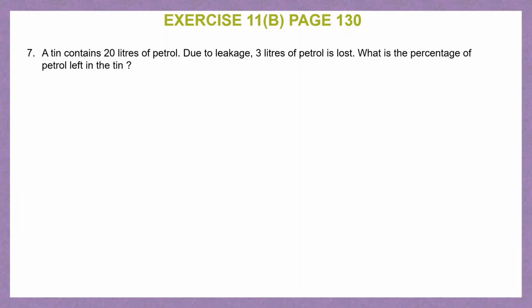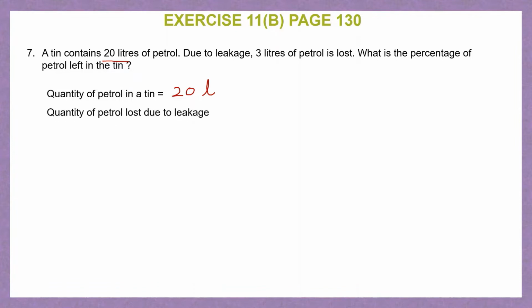Question 7. A tin contains 20 liters of petrol. Due to leakage, 3 liters of petrol is lost. What is the percentage of petrol left in the tin? So first, let's see how many liters of petrol the tin contains. The quantity of petrol in the tin is given to us. It's 20 liters. So let's write that down. 20 liters. Now due to leakage, 3 liters of petrol is lost.